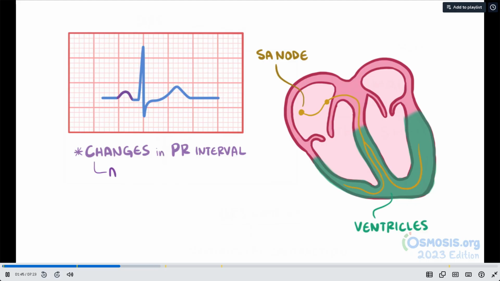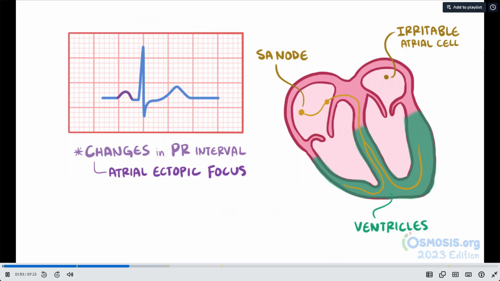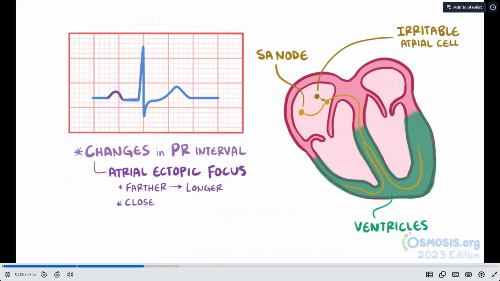For example, if the atria are depolarized by an ectopic atrial focus, for example, an irritable atrial cell outside the SA node. If this ectopic focus is farther away from the AV node, it'll result in a longer PR interval, because the signal has to travel a greater distance. Alternatively, if it was really close to the AV node, the PR interval might be super short.